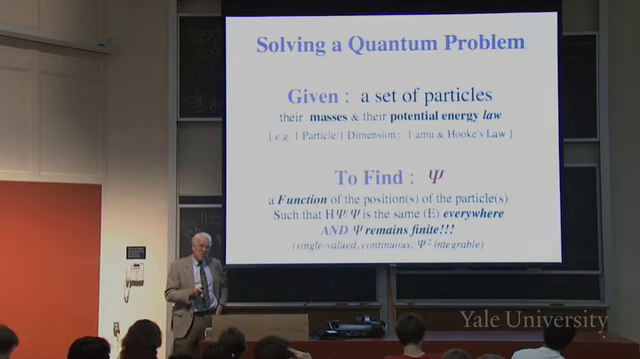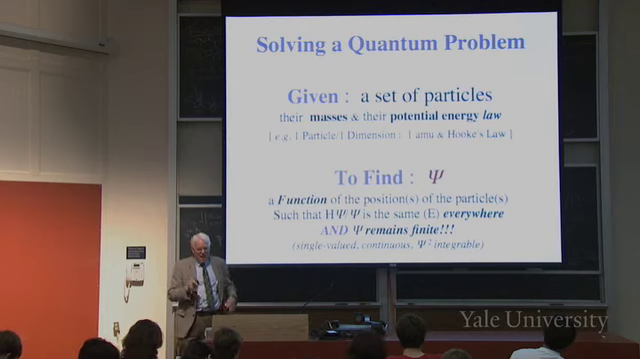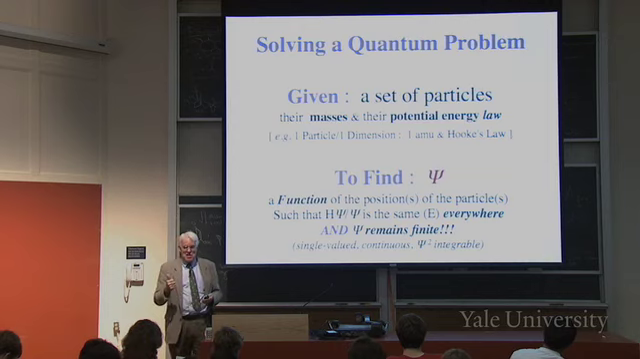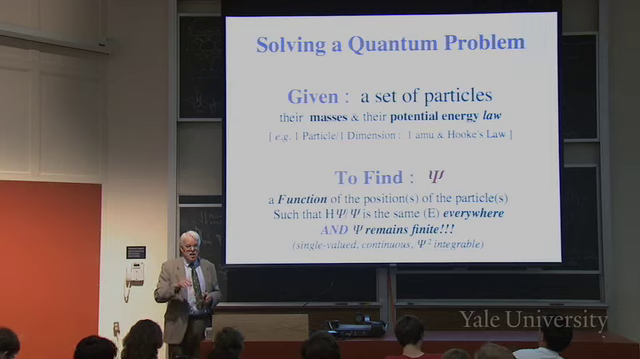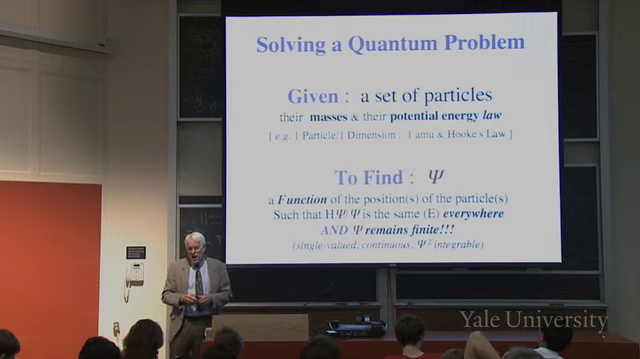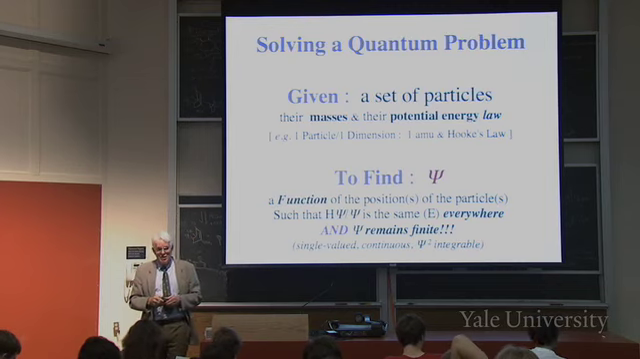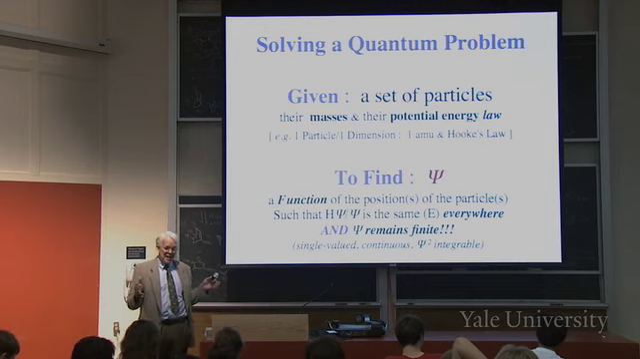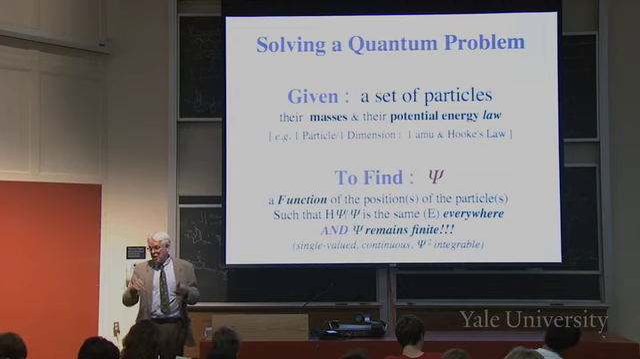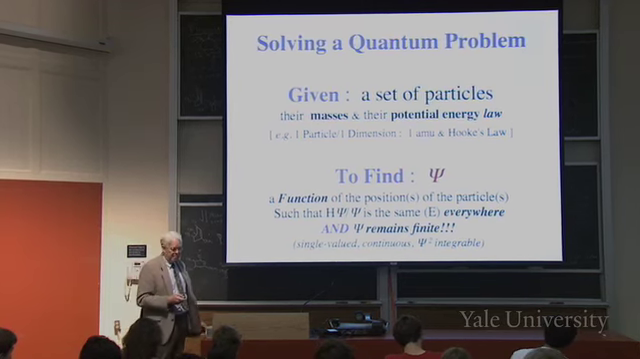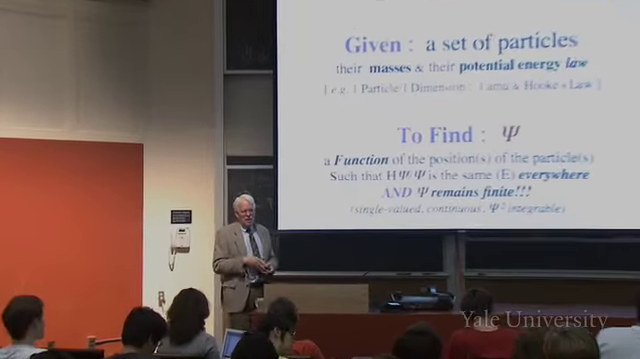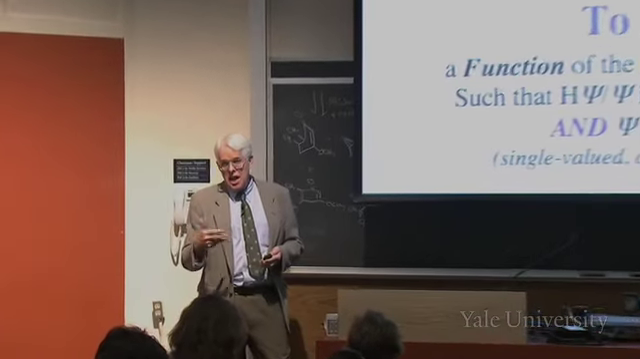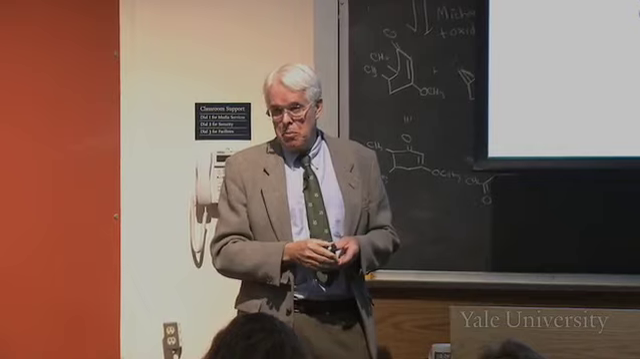It's also important that psi remain finite, that it not go to infinity. And if you're a real mathematician, it has to be single valued. You can't have two values for the same position. It has to be continuous. You can't get a sudden break in psi. And psi squared has to be integrable. You have to be able to tell how much area is under psi squared, and you'll see why shortly. But basically what you need is to find a psi such that the changes in kinetic energy compensate changes in potential energy.